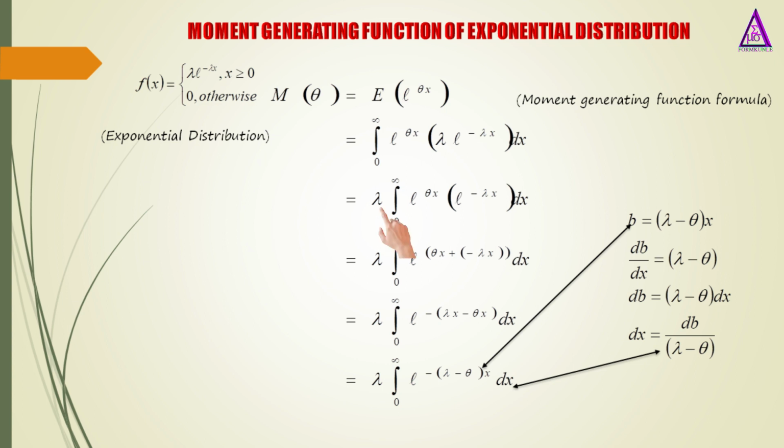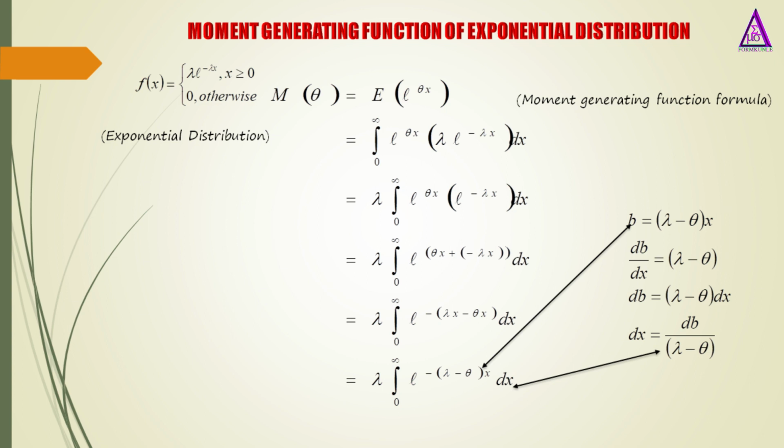So we factorize λ out, and we have the integral from 0 to infinity of e^(θx) times e^(-λx) dx. So we factorize the exponential out, and we have λ times the integral from 0 to infinity of e to the power of (θx plus (-λx)) dx.